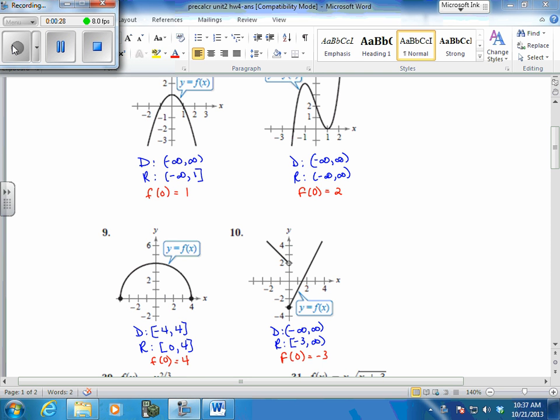On the range, find how high up the y's go. They go from negative infinity to 1. Make sure you print it that way. Don't give me from 1 to negative infinity.